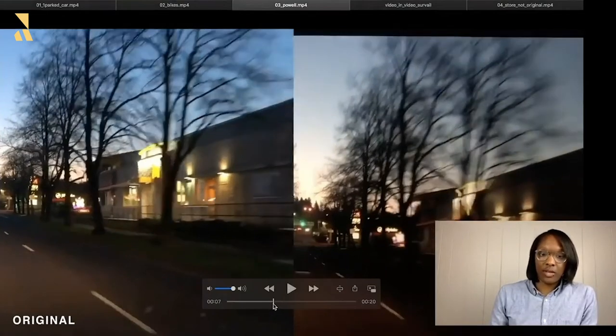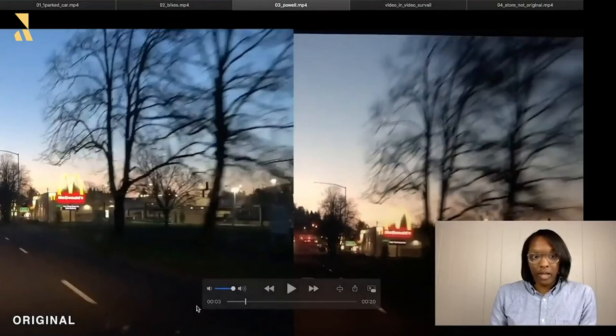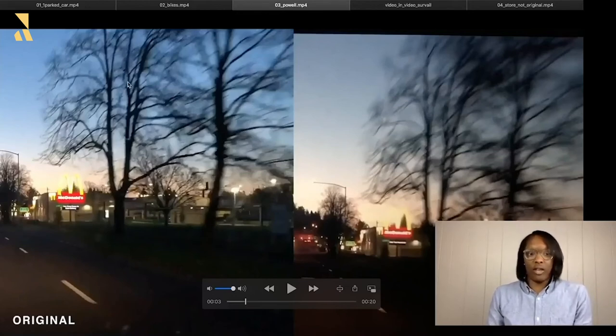You can also see in this footage that it's much more blurry. Even though this camera is moving, and this tree has a lot of motion blur, this tree, which is a video of a video, is much more blurry than the original version.